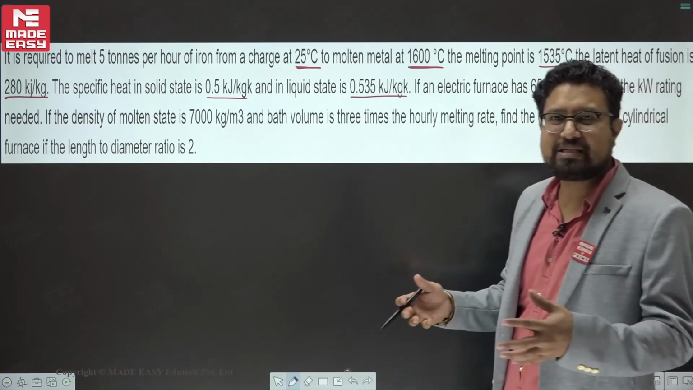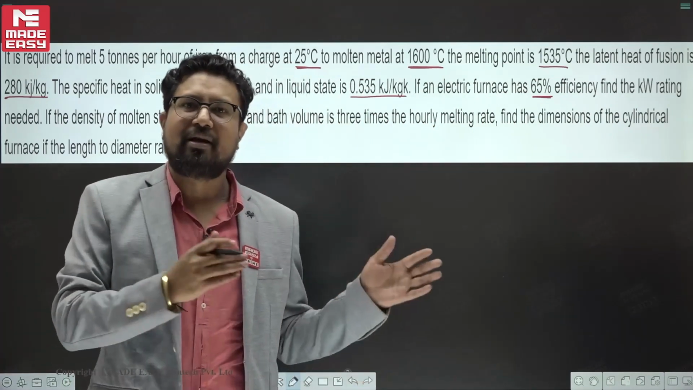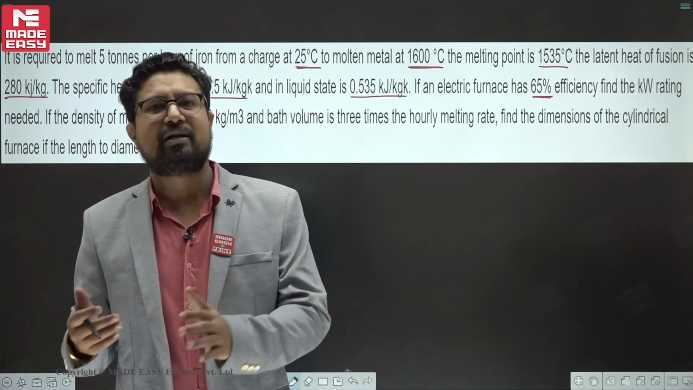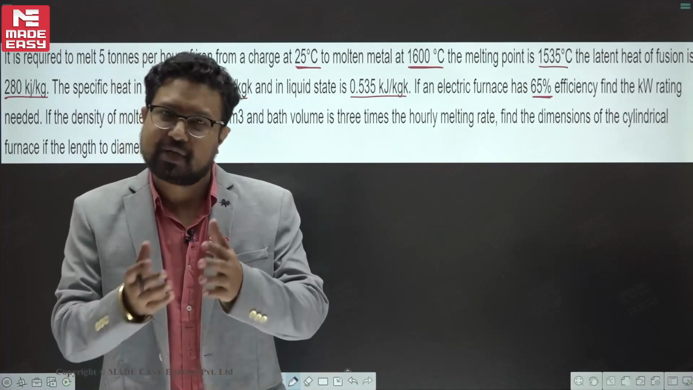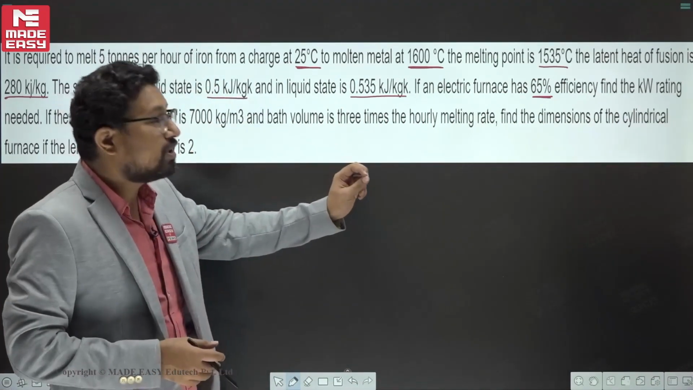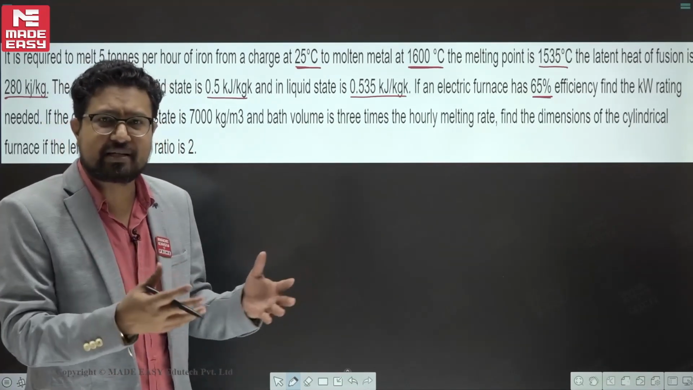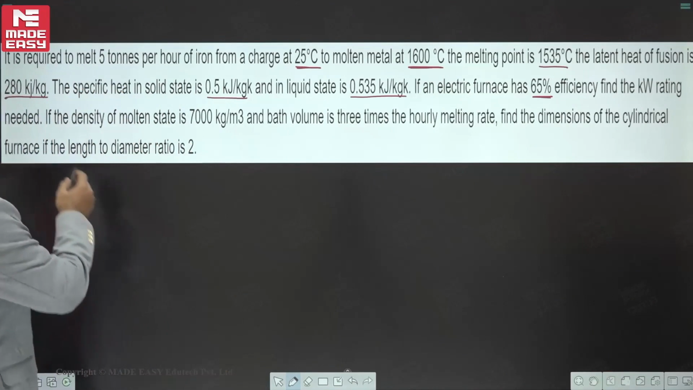Now, how is the melting being done? We will supply energy through an electric furnace. The electric furnace will convert the electrical energy into thermal energy that will melt the iron, and we have to find the kilowatt rating. So we have to find out how much electricity we need to supply.